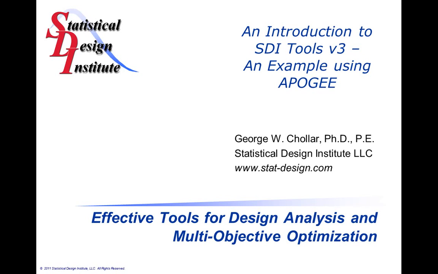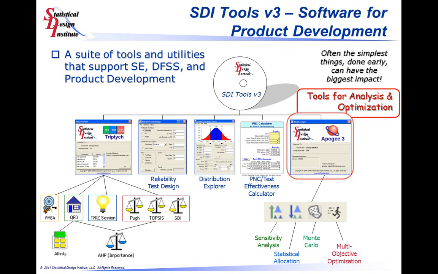Hello, I would like to welcome you to this session on effective tools for design analysis and multi-objective optimization using the SDI Tools software. The SDI Tools software has been developed to support systems engineering, design for Six Sigma, and product development activities. The tool set includes the Triptych tool and the Apogee tool as the two primary tools within this suite.